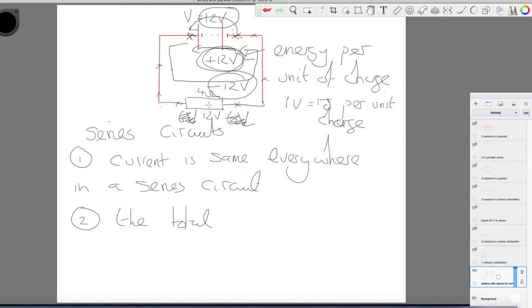And how much is dropped across each depends on how difficult they are to get through. So if they're both equally difficult, half of this 12 volts will be dropped across each of them. If one's twice as difficult as the other, then twice as much will be dropped across that. And that means it's in thirds then. So if you had, for example, 8 ohms and 4 ohms, well, this is twice as difficult as that, so twice as much would be dropped across that, so that would be 8 volts and 4 volts.